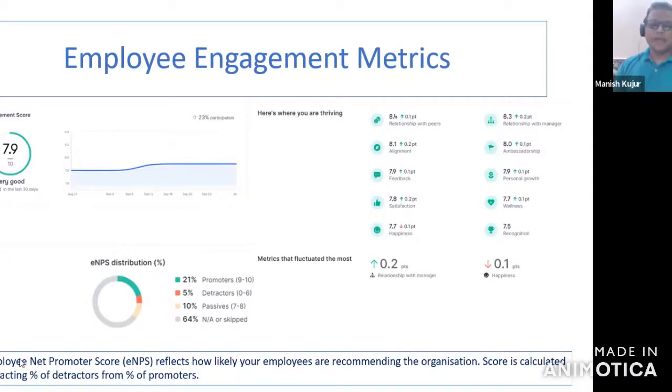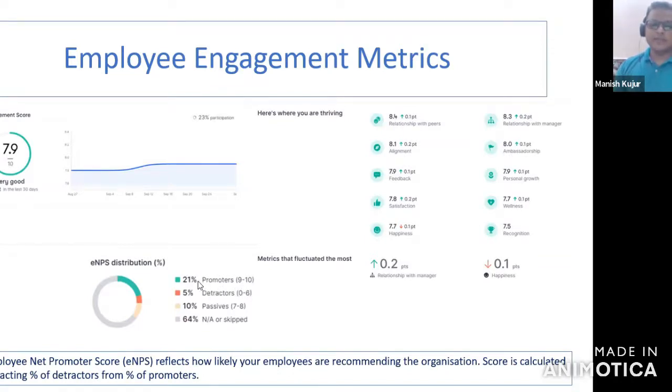So as I mentioned here, it is a reflection of whether the employees are likely recommending the organization. The score will be calculated by subtracting the percentage of detractors. I've shown the detractors here. You can see that 21% are the promoters.